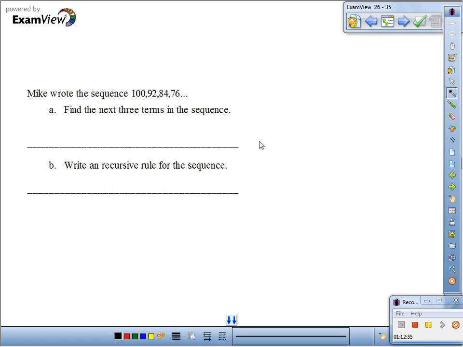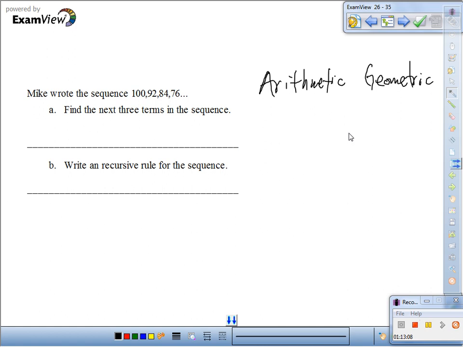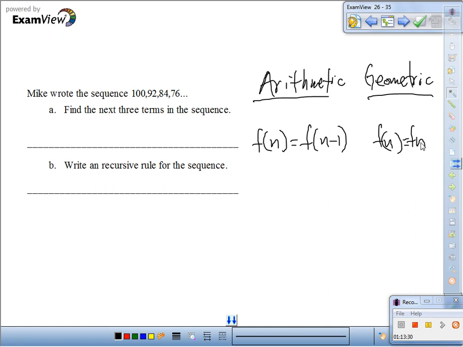Recursive rules, there's 2 types. There's the arithmetic and geometric. You guys remember that? Yes? So what's the difference from one to the other? Well, first of all, what is the same? What's the same for both? That they both start with f of n equals f of n minus 1. They both start the same. You guys notice that they're both the same.